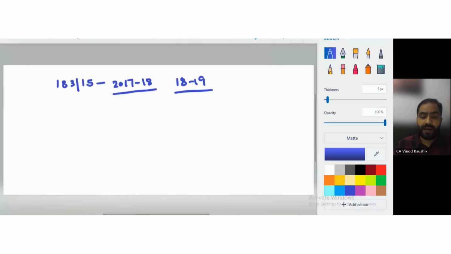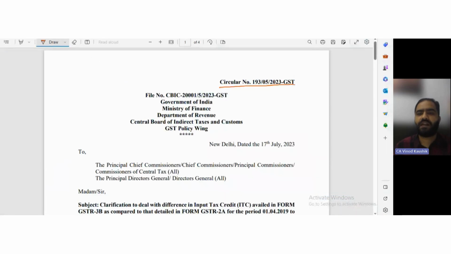Let's begin this discussion on a very important circular. So I will tell you the background of input tax credit in GST, and then we will make a deep dive into 183/15, and then we will go to the recent circular issued, that is 193/5/2023 of GST, which is basically issued on 17th of July 2023.